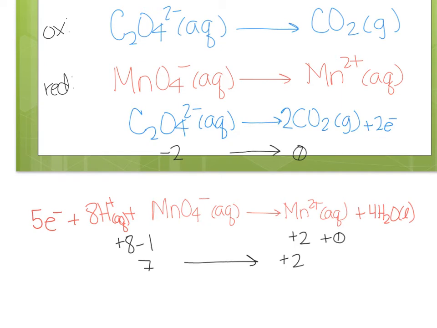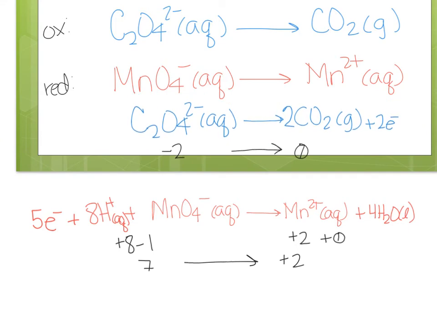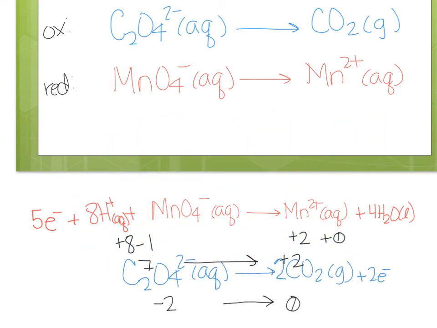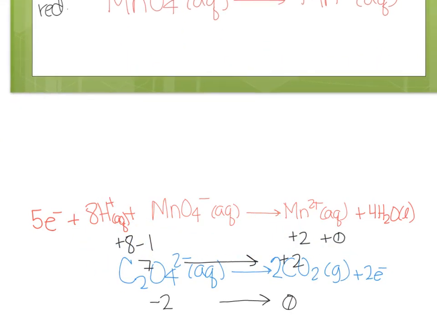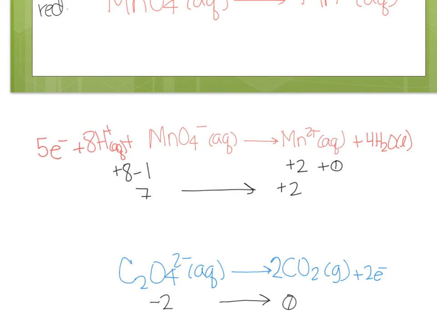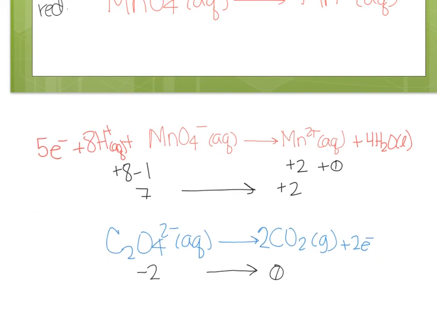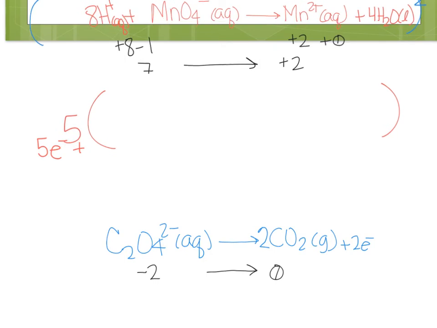Add together. Multiply by a number to make sure our electrons cancel out. So in this case, I have 5 electrons on one and 2 electrons on the other. What am I going to have to do? Multiply 1 by 5 and 1 by 2. So I'm going to multiply this one by 2, and I'm going to multiply this one by 5. And when I do that, my electrons should cancel out.